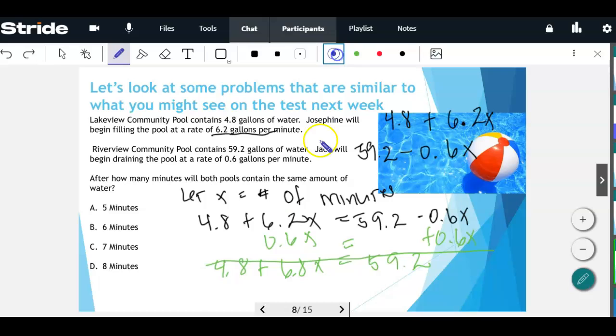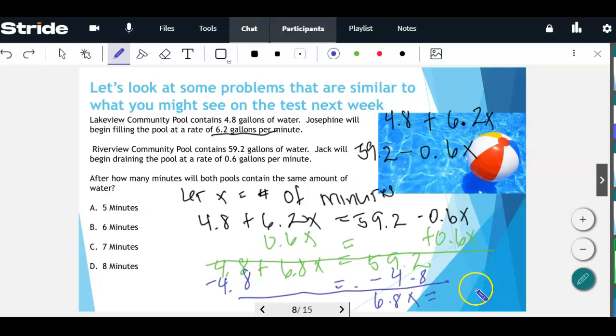All right, next step, we want to isolate this variable, so we're going to subtract 4.8 from both sides. I'm running out of room here, so I'm going to put 6.8x, move, and 59.2 minus the 4.8 is going to be, you got to borrow, so 54.4. And then you're going to divide that by 6.8.